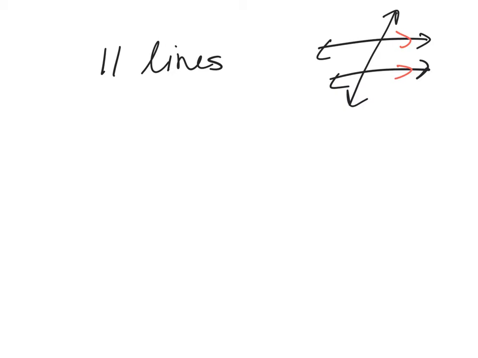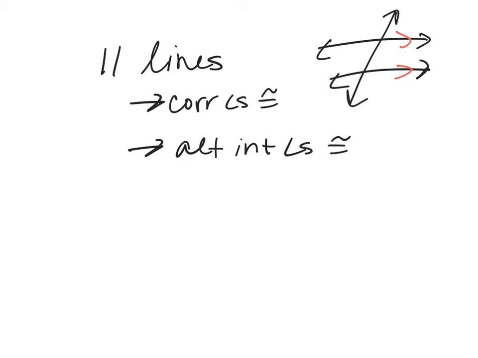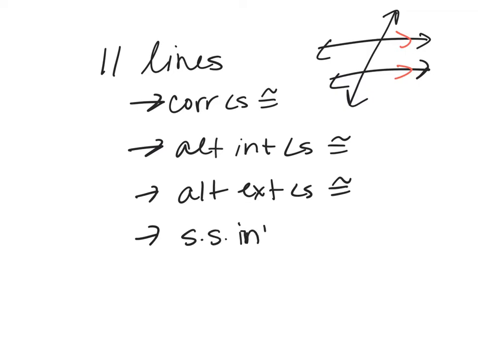And remember, we learned that if the lines are parallel, first of all, corresponding angles will be congruent. Alternate interior angles will be congruent. Alternate exterior angles are congruent. And then finally, remember those same side interior angles, sometimes called consecutive interior angles. Same side interior angles aren't congruent, but they are supplementary. There we go. I can't talk and write at the same time. So that's just a review of what we already talked about in this unit.